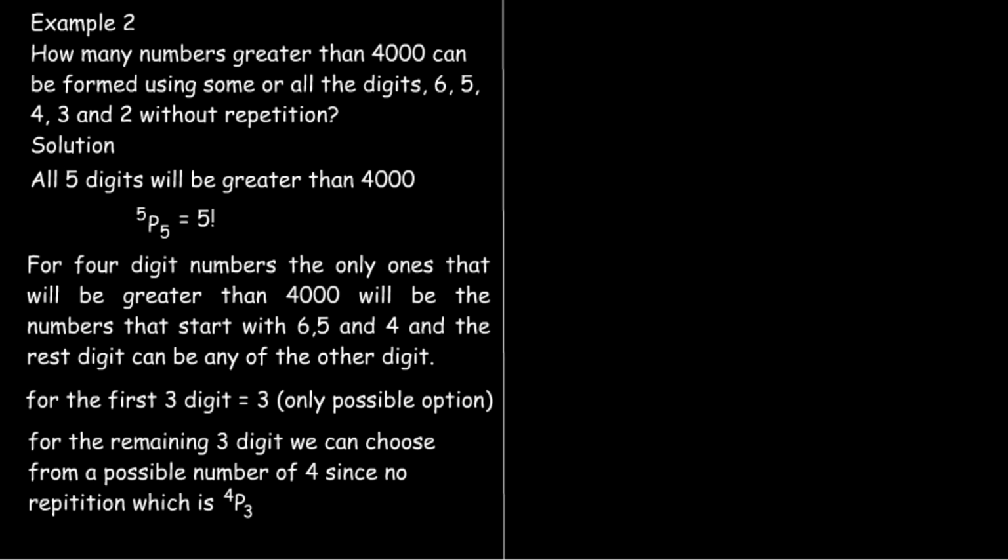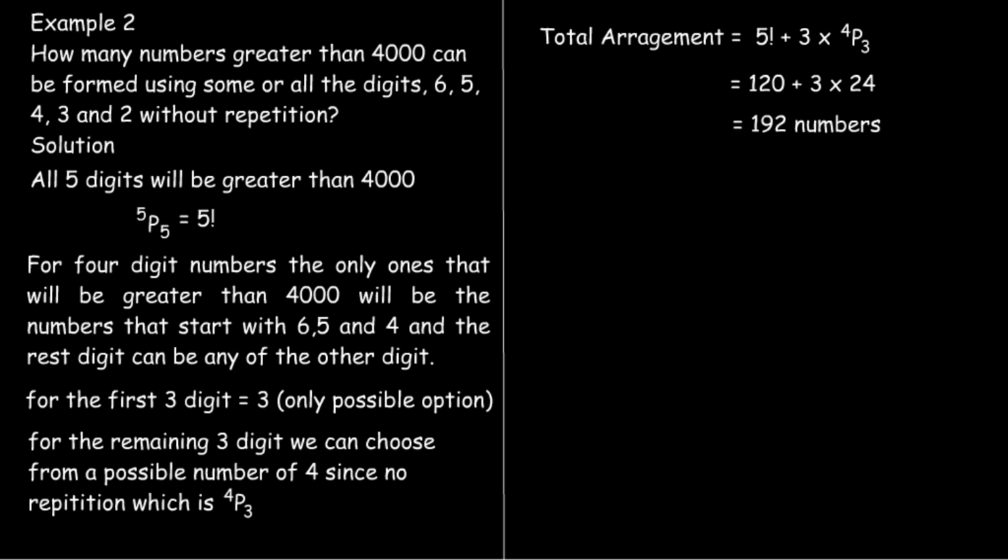So therefore our total arrangement will be equals to our arrangement when we can choose any of the 5 digits, and the second part, which is when we are using 4 digits. So this will be equals to 5 factorial, that's for the 5 digits, plus 3 times 4 permutation 3, that's for our possible 4 digits, which will be equals to 120 plus 3 times 24, which is equals to 192 numbers. So there are 192 numbers that we can form from those digits that are greater than 4,000.